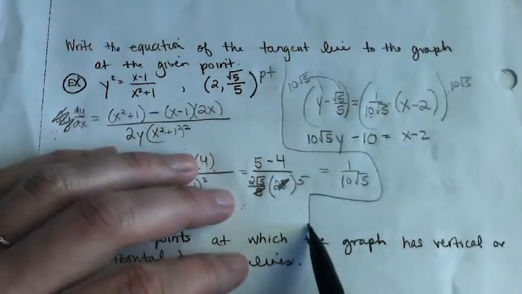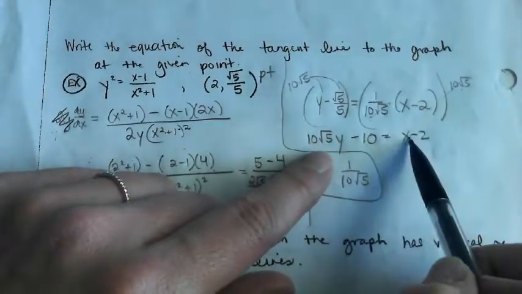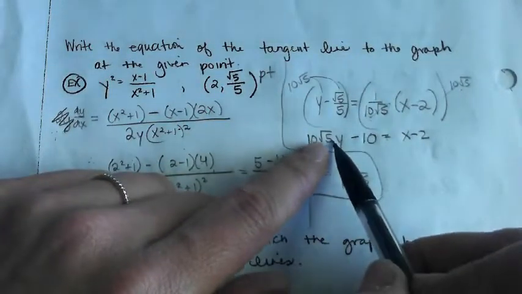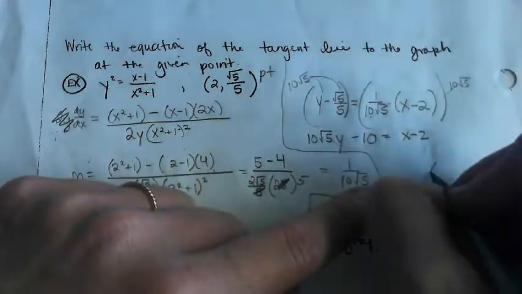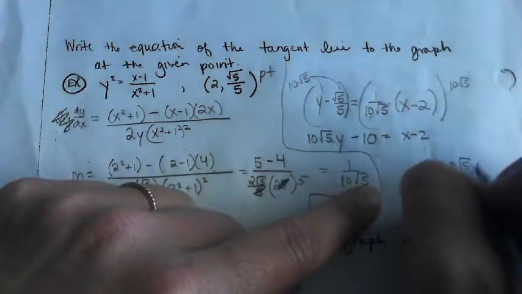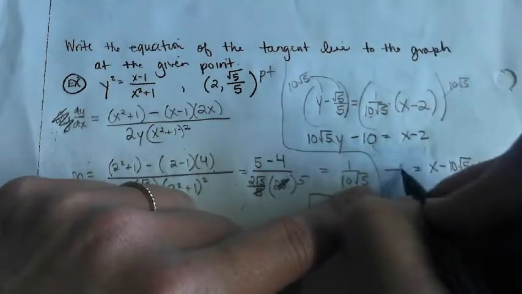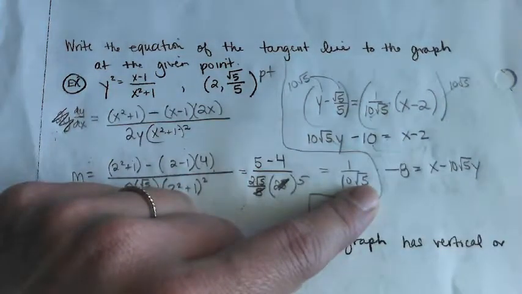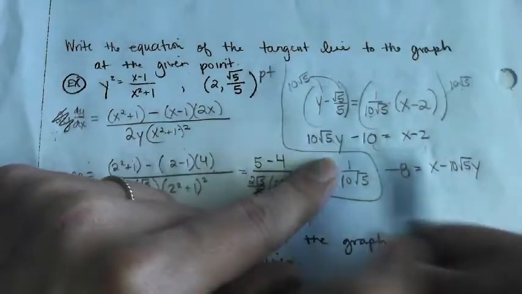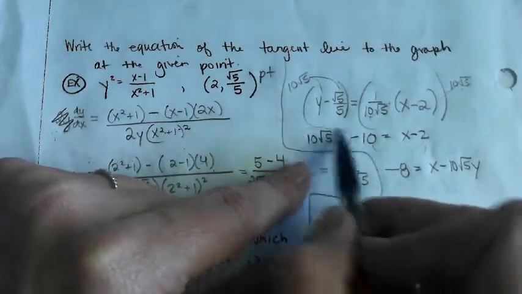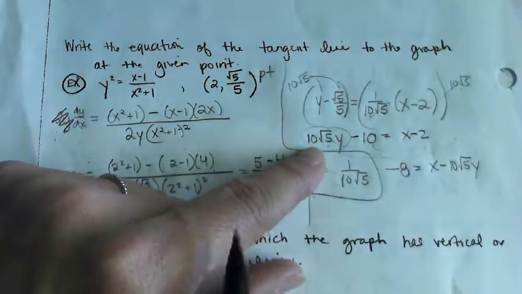The only other thing I could envision is standard form, so they might subtract the 10 root 5 over, and add the 2 back over to the left. I'm sorry, I said it wrong. I did it differently. I subtract the entire y term over.